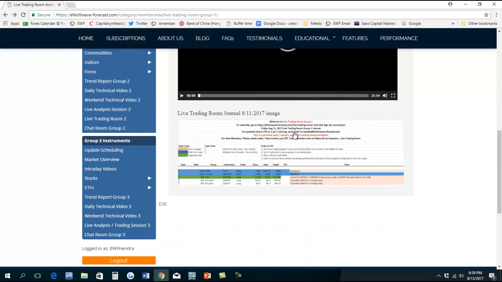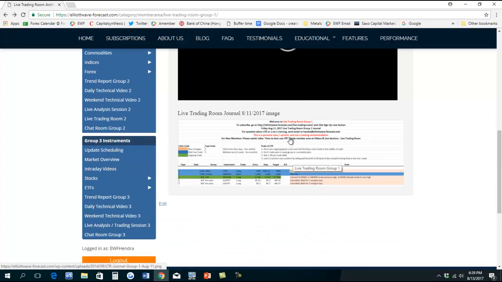And then finally the live trading journal is going to be posted here as well. The live trading journal is given to you if you can attend live. It will be given to you during that session as a PDF file, so you don't have to wait for the image to get uploaded, but rather you can get it immediately if you attend live.